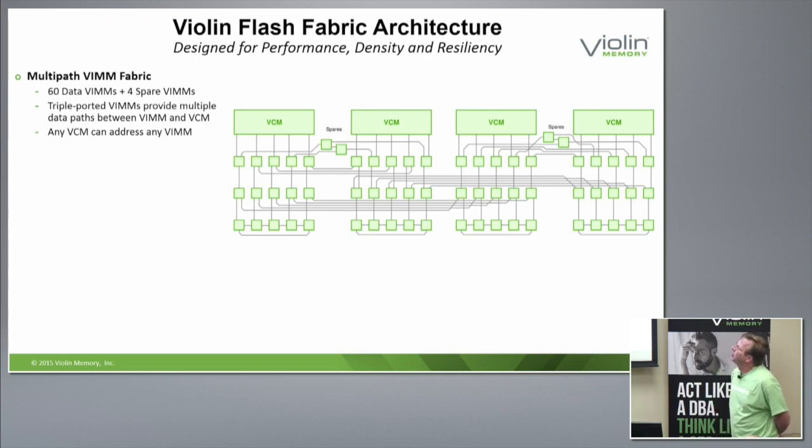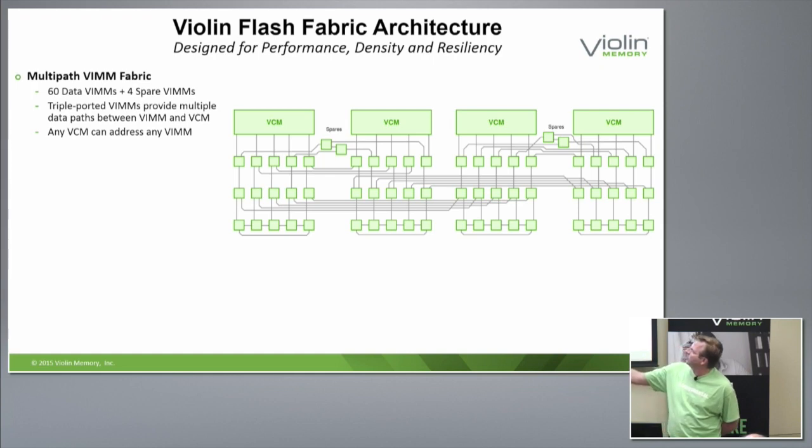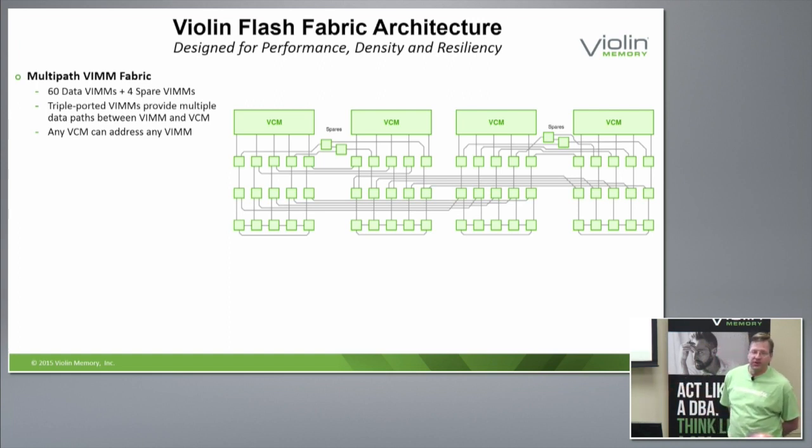What we have here are 60 VIMs, these small little boxes, each connected to 4 VCMs, and we also have the spares here. Each one of these VIMs is what we would term triple ported. It has 3 I/O ports on each VIM, and what that gets us is a rather elaborate but very resilient tree structure, in that any VIM can be contacted by any of the VCMs, to provide complete redundancy in access and communication to that VIM, regardless of other VIMs being down or VCMs being down.